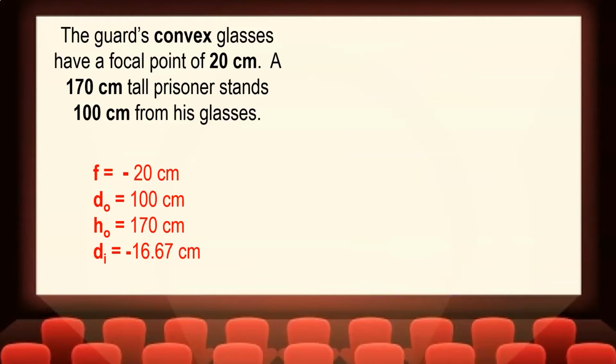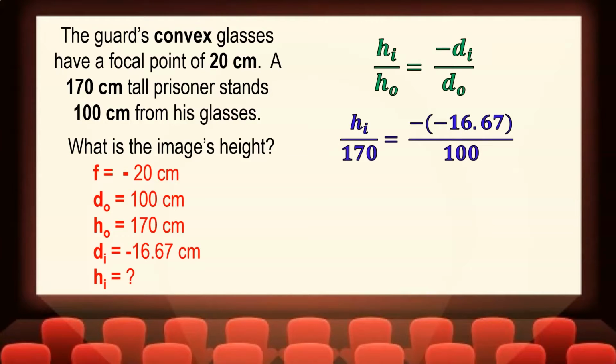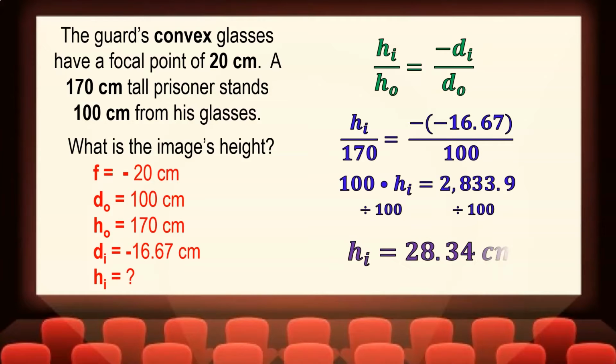We can use all of this given information to find the height of the image. Because I know DI, DO, HO, and I want HI, I can use that relationship. Remember, the negative in negative DI is not the same as negative 16.67. So I take the negative of negative, which is a positive. Cross multiply, divide both sides, and there is my HI. Because it's positive, it is a positive height, an upright image.